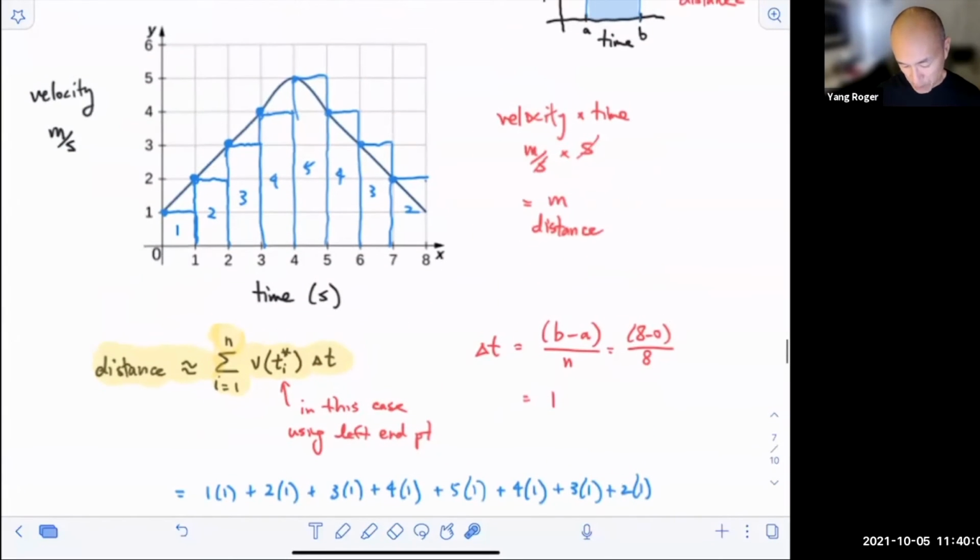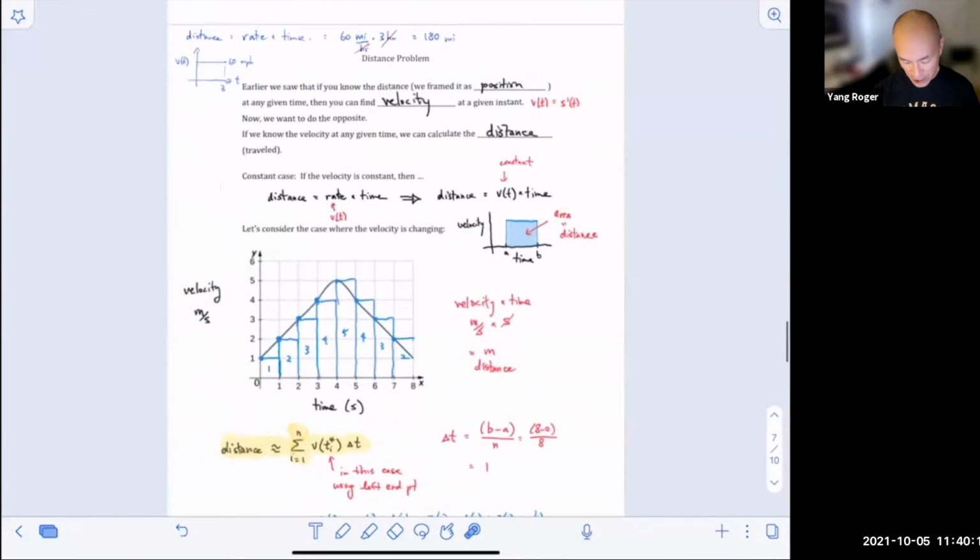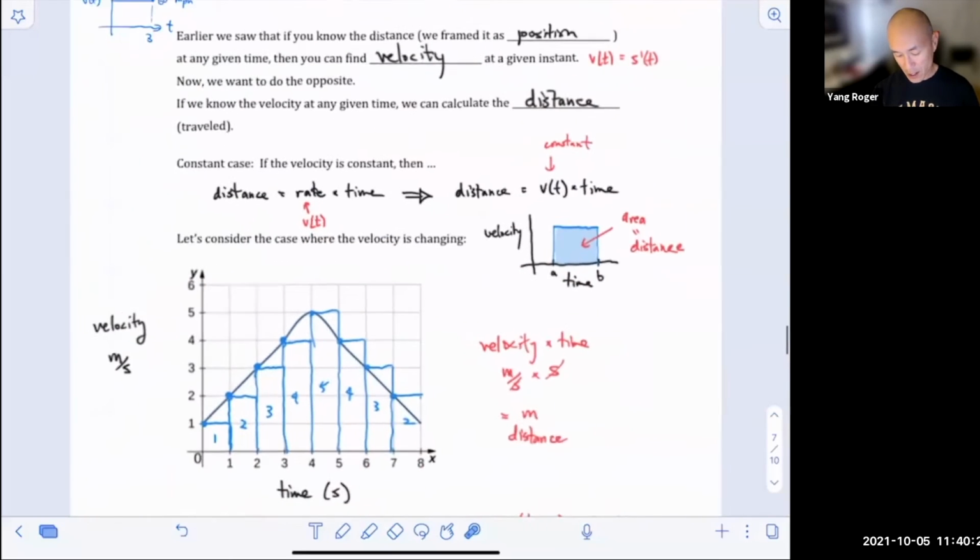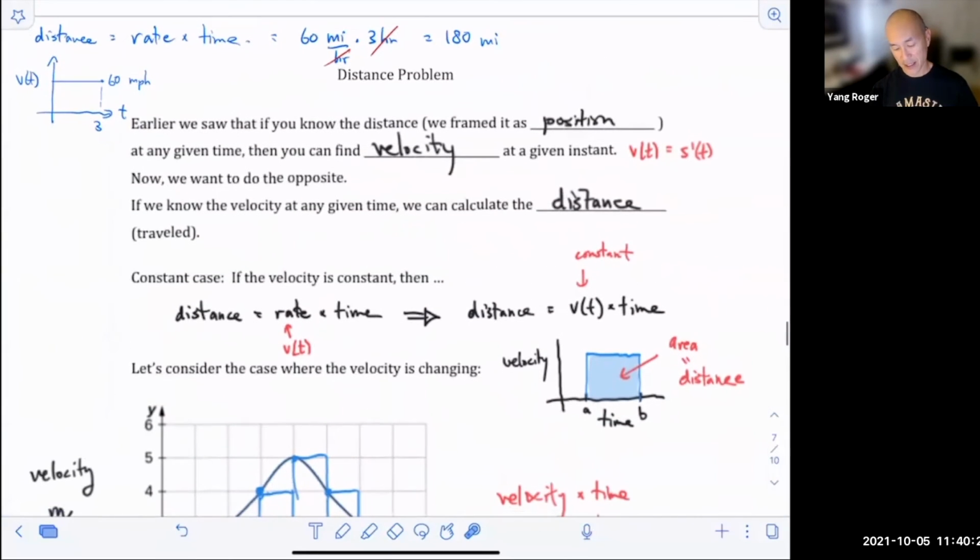Now, if you had more rectangles, then your approximation would be better. If you let the number of rectangles go to infinity, then that would give you the true distance that you've traveled. So this last section is really just what we had been doing before, just wrapped in this framework involving time and velocity to calculate the distance.